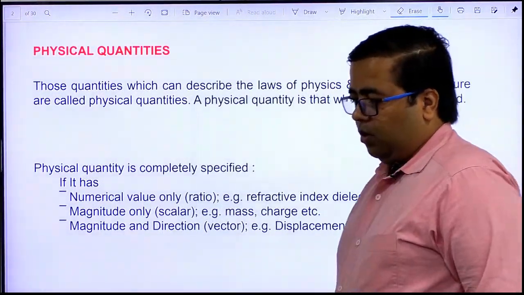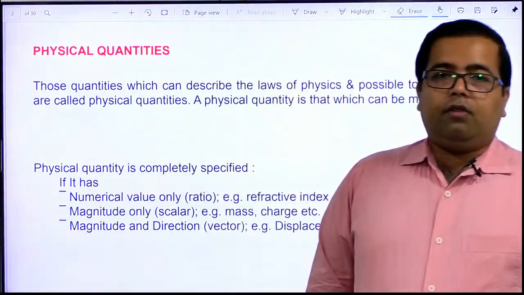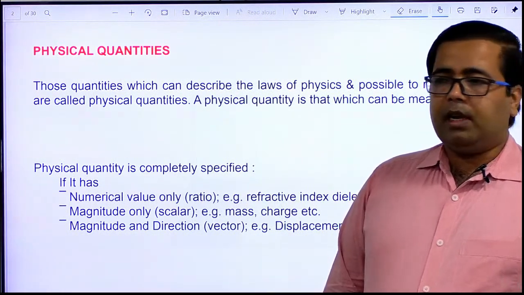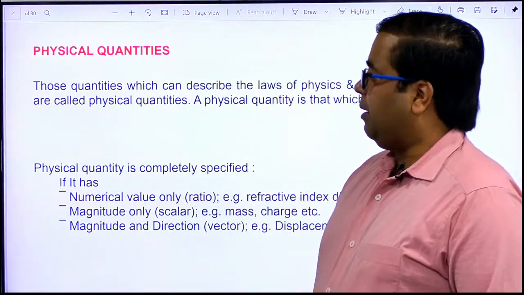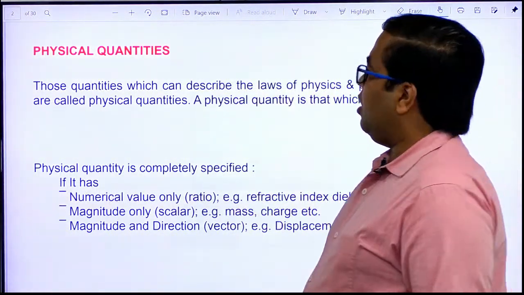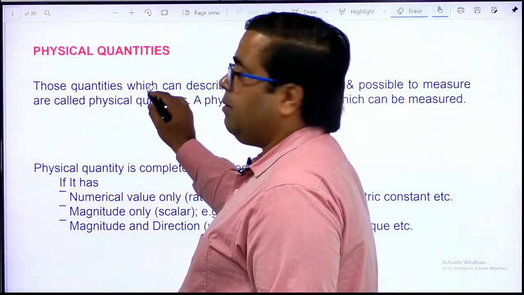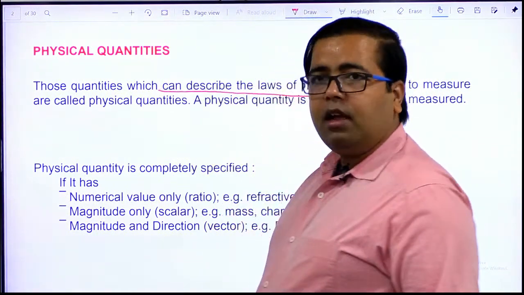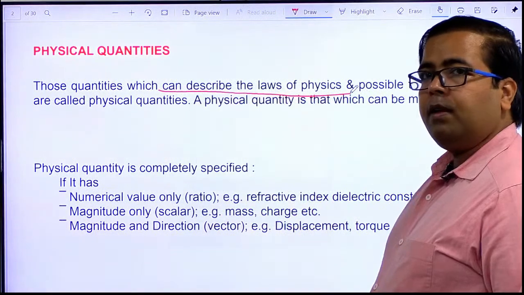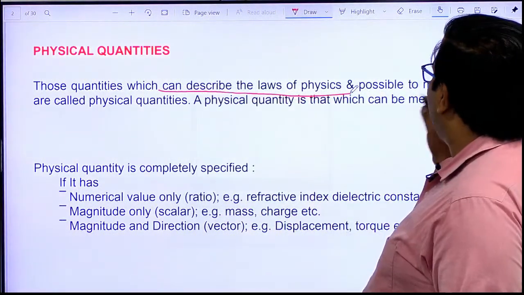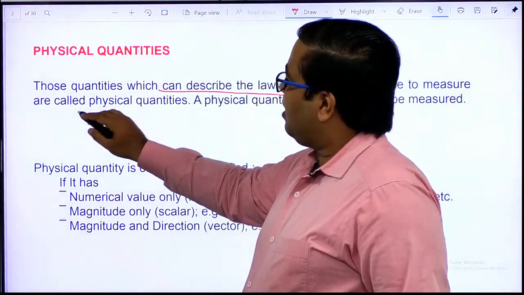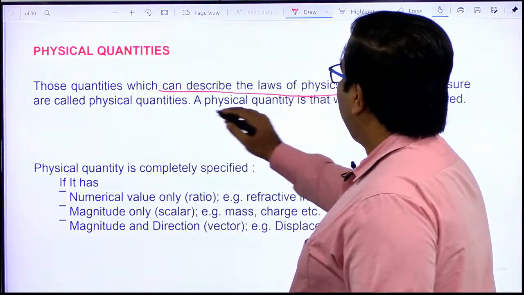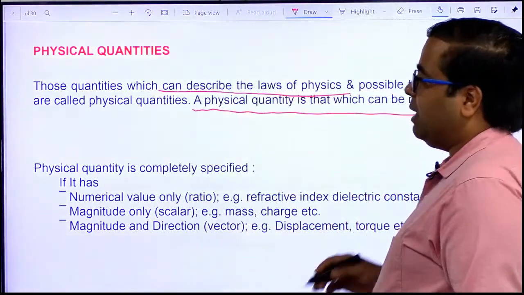So what is a physical quantity? A physical quantity is something that we measure in physics. Using physical quantities we can describe the laws of physics. Physical quantities are actually measured.